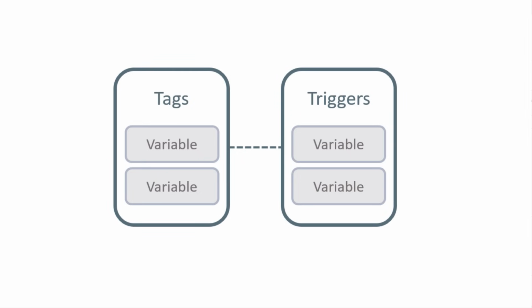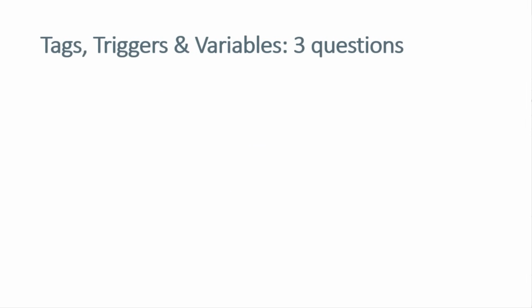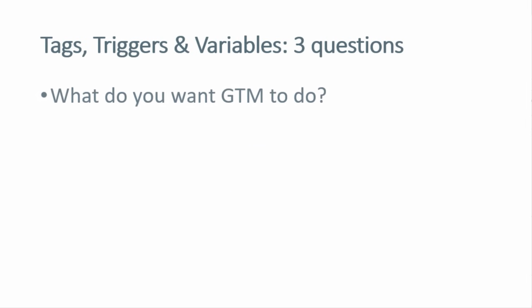When I explain tags, triggers, and variables to Google Tag Manager users, I usually like to start with three questions. The first question is, what do you want Google Tag Manager to do? So for example, if you want to track a conversion, that's a tag. If you want to implement a chat widget on your website, and that chat widget requires adding a code, that's a tag. Another example could be, if you want to track a page view and send that page view to Google Analytics, that is also a tag.